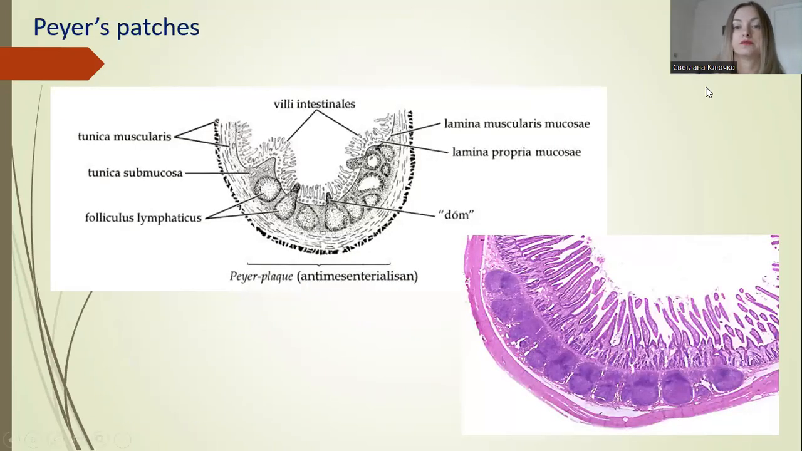Peyer's patches are localized in the distal part of the small intestine. These are aggregates of lymphoid nodules in the submucosal layer. You can see.